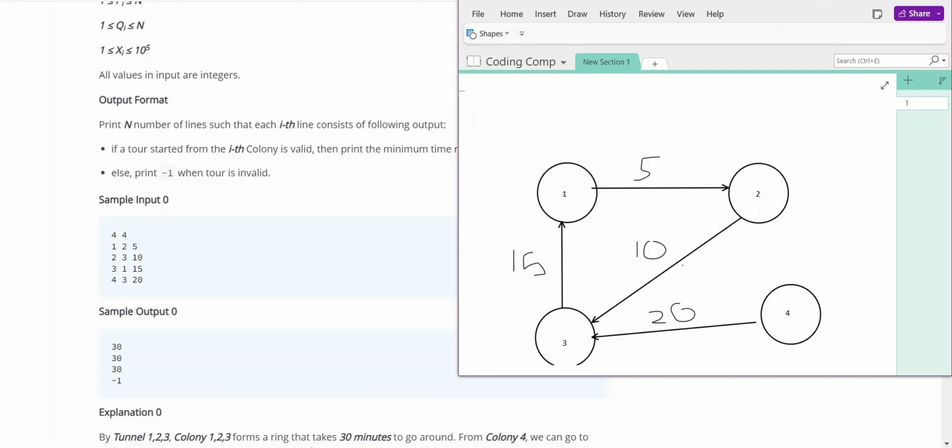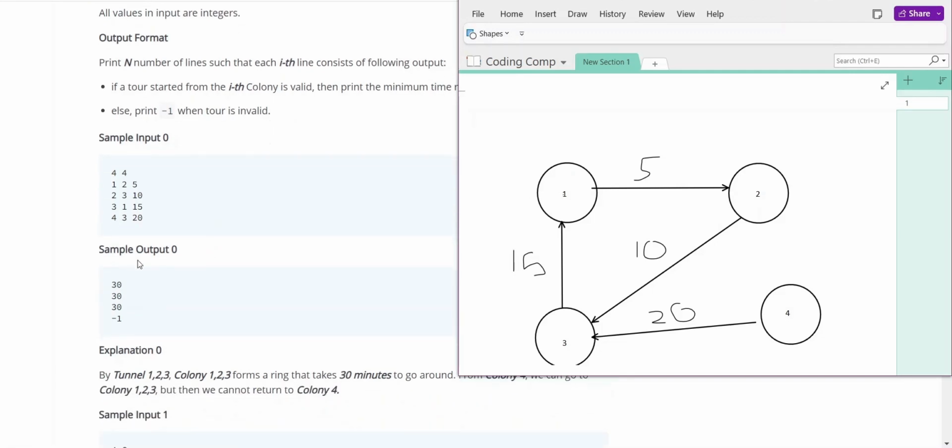Over here you can see that this is basically forming a circle. If we start from 1, we'll travel to 2, then 3, then back to 1 again. That is why all the outputs over here are 30, because the sum of 5, 10, 15 is 30, and so the time to travel through this loop is constant for all these nodes. Now if we look at 4, they have returned -1 for 4 because 4 does not have any incoming edges. It has only outgoing edges, so 4 will obviously return -1.